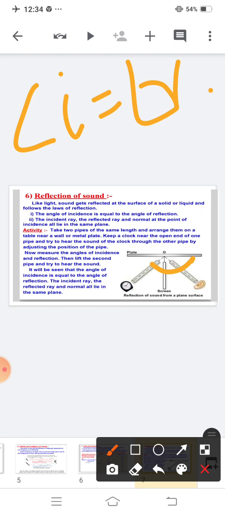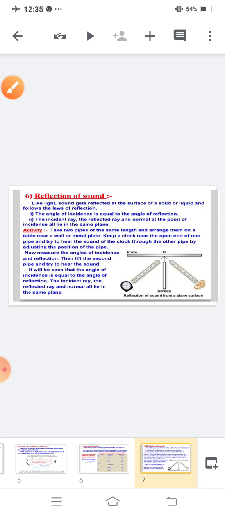Clear? Now you can do this activity at your home. Take two pipes of the same length and arrange them on a table near a wall or metal plate. Keep a clock near the open end of one pipe and try to hear the sound of the clock through the other pipe by adjusting the position of the pipe. Now measure the angles of incidence and reflection. Then lift the second pipe and try to hear the sound. It will be seen that the angle of incidence is equal to the angle of reflection, and the incident ray, the reflected ray, and the normal all lie in the same plane. This activity you can perform at your home.